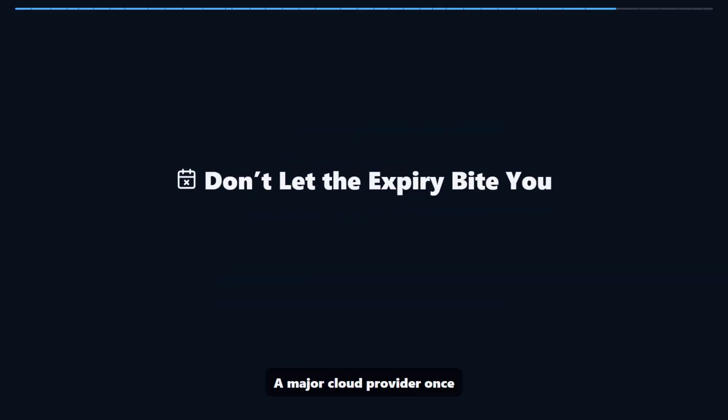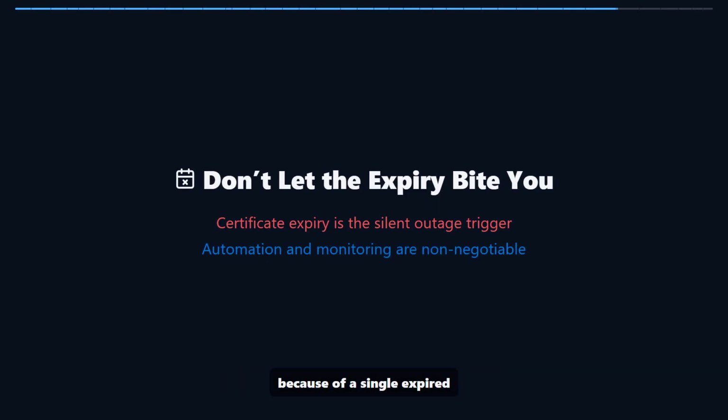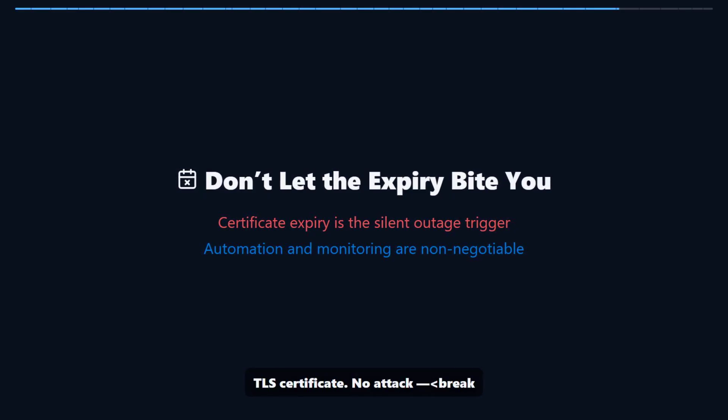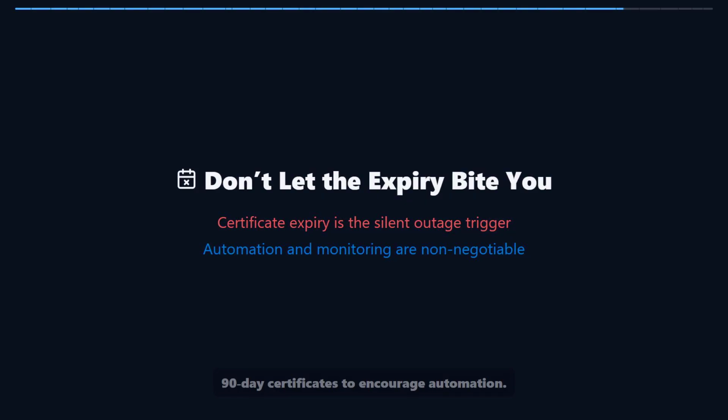A major cloud provider once suffered a massive authentication outage because of a single expired TLS certificate. No attack, just a calendar miss. Many certificate authorities now issue certificates with a maximum 1-year validity, and Let's Encrypt uses 90-day certificates to encourage automation. That forces you to build a system. A calendar is your first line of defense.